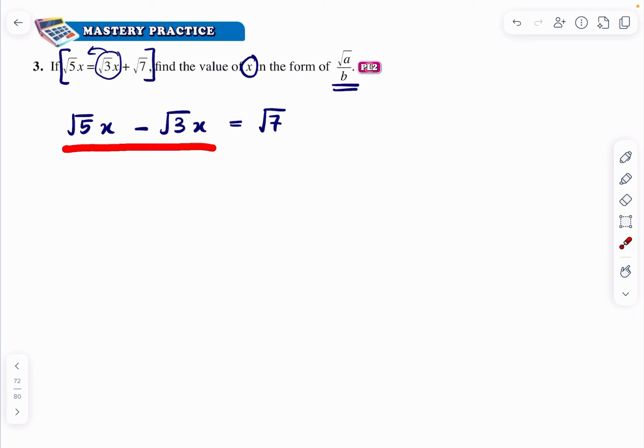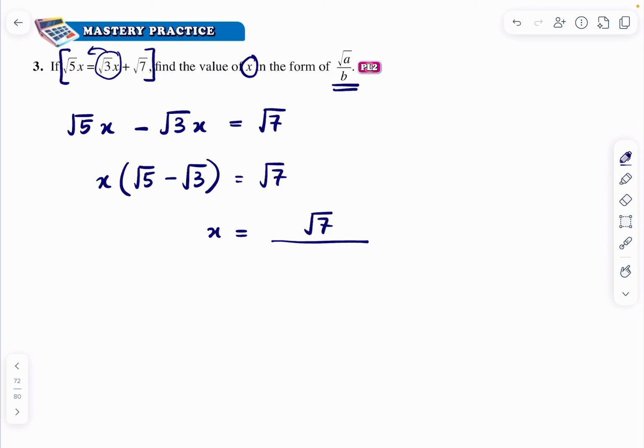Now, since we have x's on one side, we can factorize the x. So we'll be left with surd 5 minus surd 3. We take out the x. Right. Now we can easily make x the subject. We will get surd 7 over surd 5 minus surd 3.